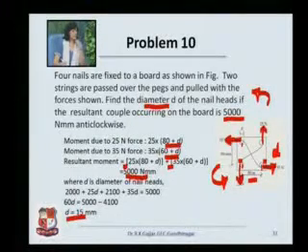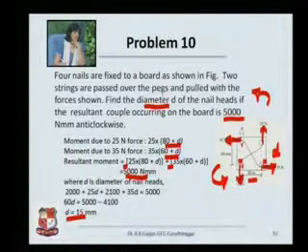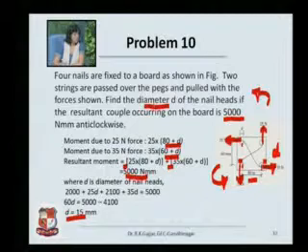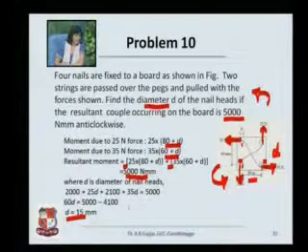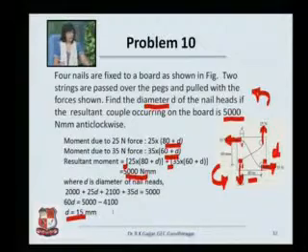Had you not understood the concept of couples and addition of couples, this problem would sound very strange to you. How can you find out the diameter simply by knowing what forces are acting on a body? But as you can see, the concept of couples leads us to find out the diameter.